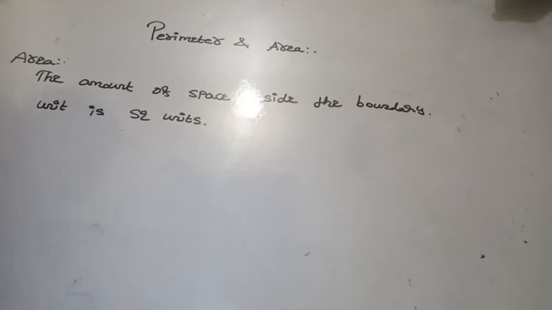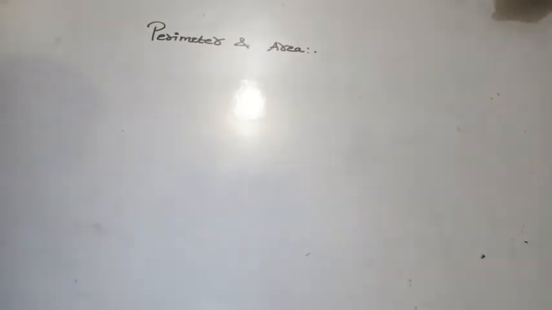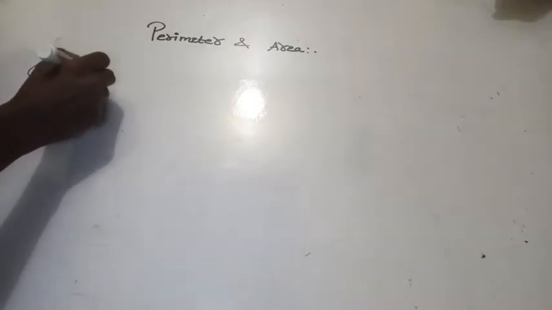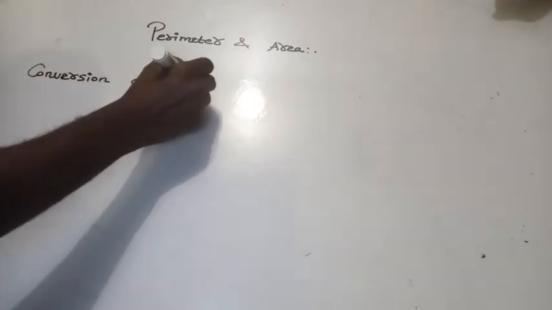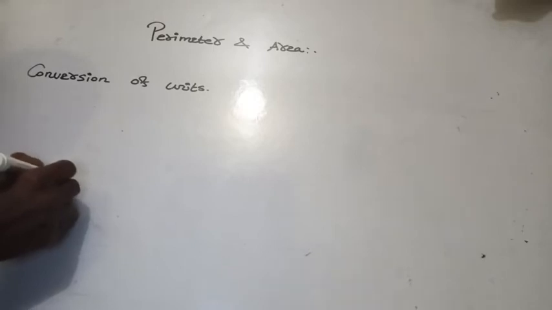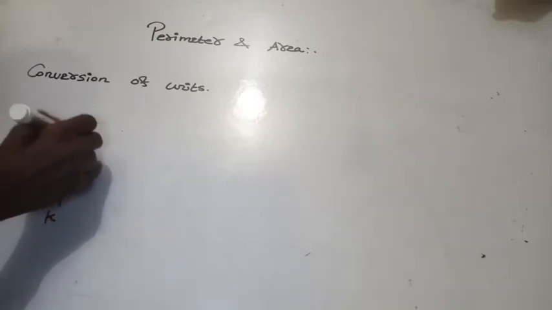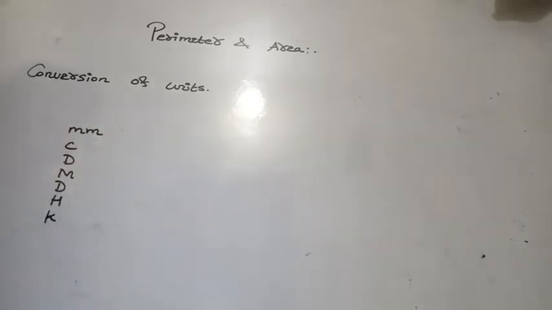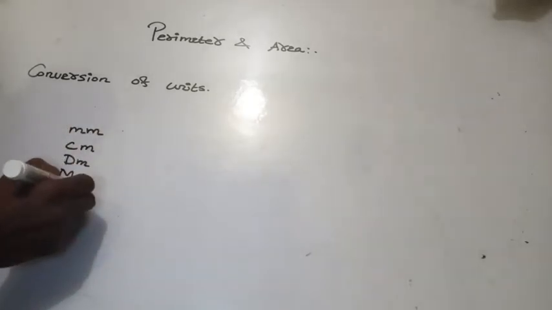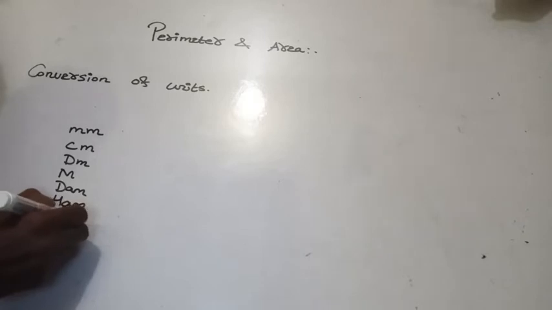So what are all the points we are going to cover in this chapter? First one is conversion of units. That is, King Henry died, mother didn't cry much more. It is kilometer, hectometer, decameter, meter, decimeter, centimeter, millimeter.